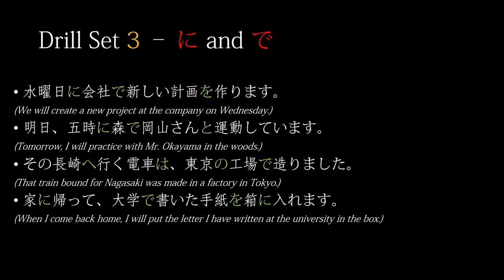And our fourth sentence: when I come back home, I will put the letter I have written at the university in the box. Ie ni kaete daigaku de kaita tegami o hako ni iremasu. Once again, we have four particles here. Ni is showing in both cases in this sentence a certain designated point in space, and in the first part it is the house, in the second it is the box. De is once again following the same pattern, showing where a certain action has taken place, and o is showing the object.